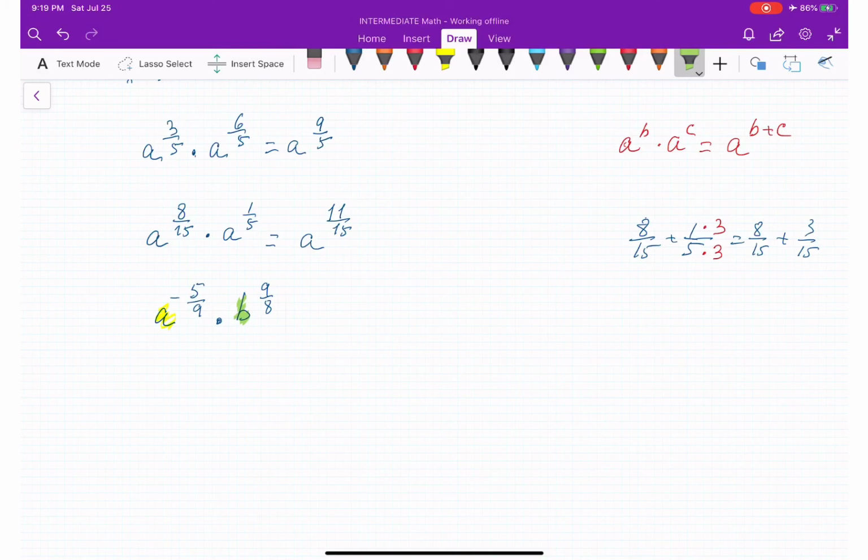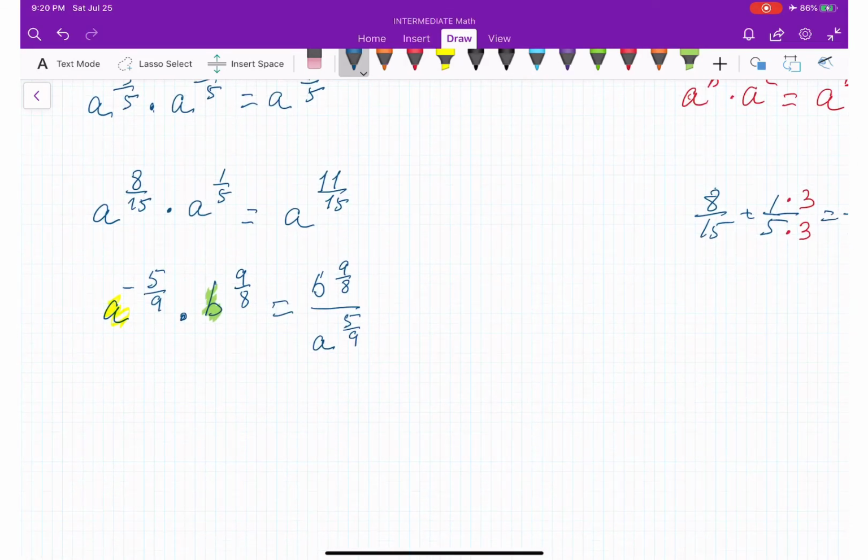All we can do is convert this negative exponent to positive, which is going to be b to power 9 over 8. It will stay in the numerator. And negative 5 over 9, it's going down to 5 over 9. And that's it. We are done with this expression.